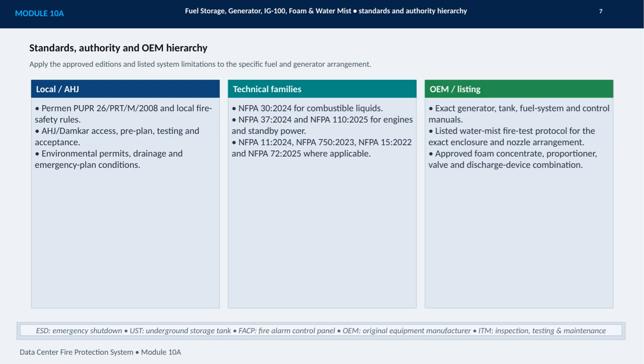Finally, the OEM documentation and listing control the details. We need the exact manuals for the generator, tank, fuel system, and controls, along with the listed water mist test protocol for the enclosure and nozzle arrangement. Foam components must also be approved as a complete combination, including concentrate, proportioner, valves, and discharge devices.